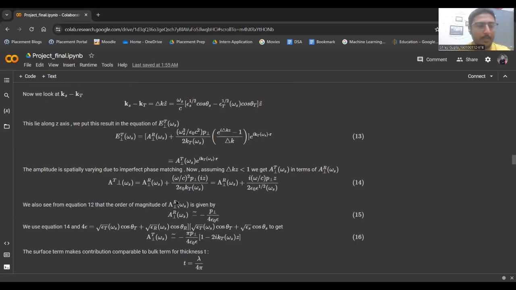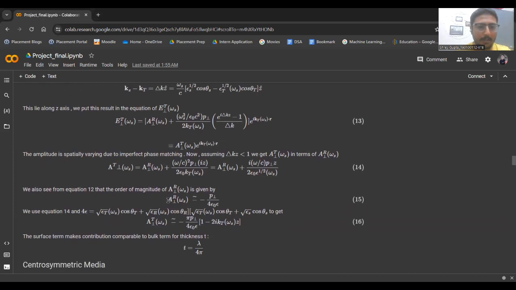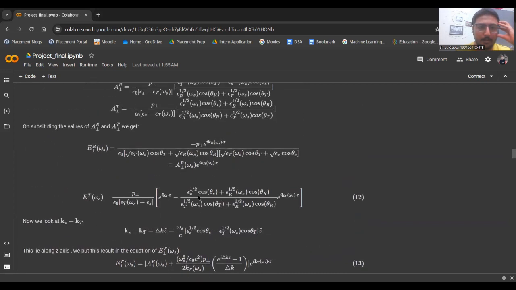So now the interesting part comes. Are we only interested in the order of magnitude of A_R perpendicular? So we can go back to equation 12 and we can see that A_R perpendicular equals minus A_P perpendicular upon epsilon naught root epsilon_t, omega_s, omega_t and all these things. But we only need to find the order.